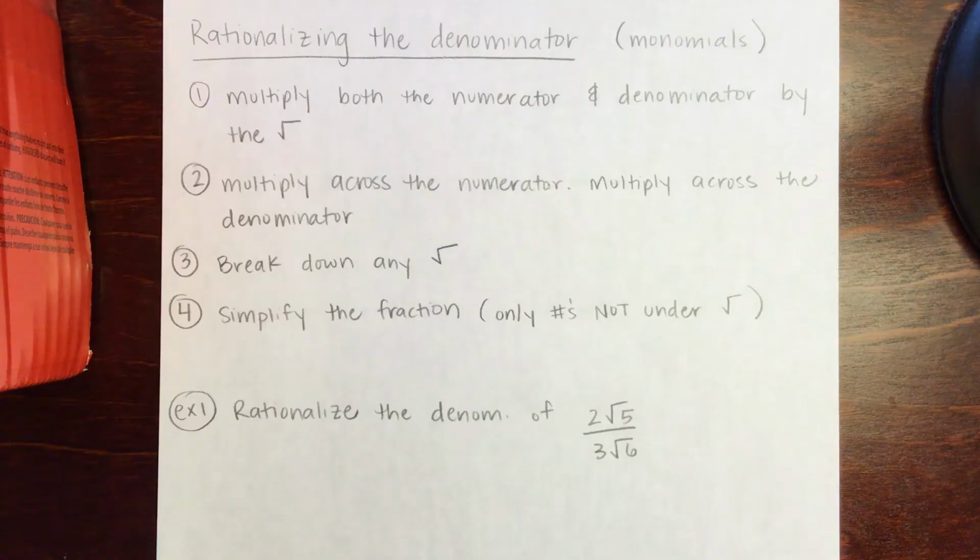In this class, you cannot have a radical in the denominator. So we're going to have to rationalize the denominator to get rid of our square root in the bottom of our fraction. Here are the steps.